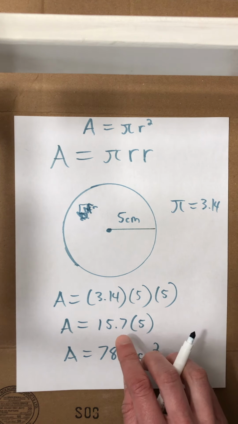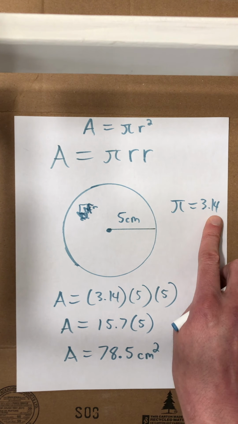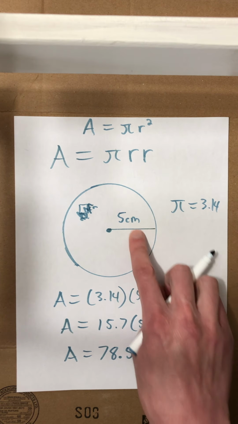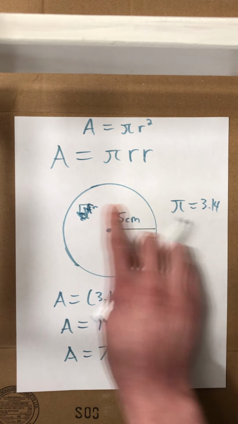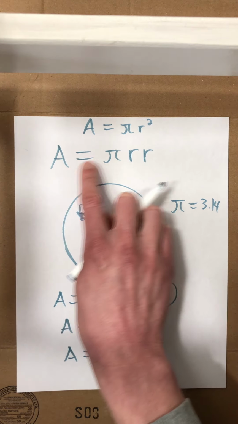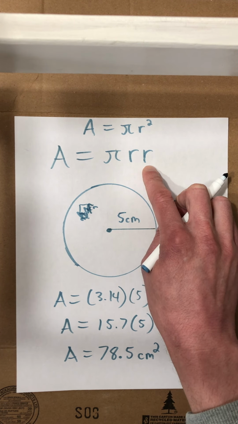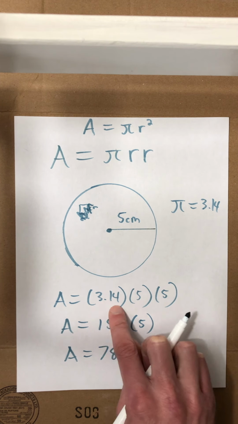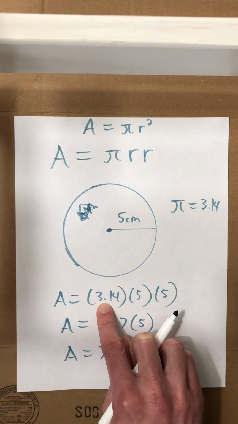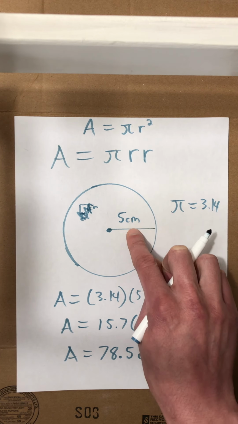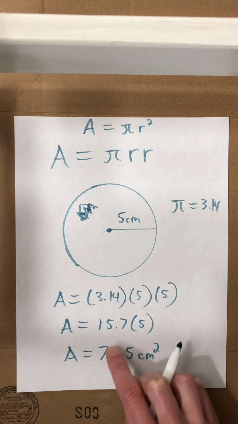So let's take a look at an example here. For today's video, we're going to use 3.14 for pi, like we usually do in our assignments. We're going to take a look at this circle here, which has a radius of 5, and we're going to use this formula. So we start off with area is equal to pi times radius times radius. We replace each of these things with the numbers that we know that they are. So area is equal to 3.14, that's the pi, times 5, because that's the radius, times 5 again, because that's the radius. And then you can multiply it out.